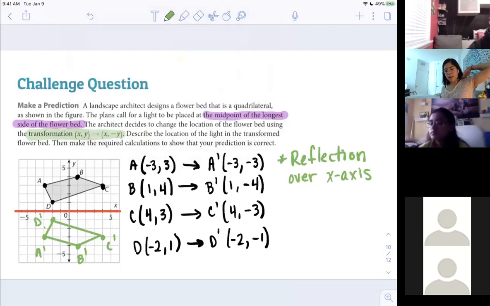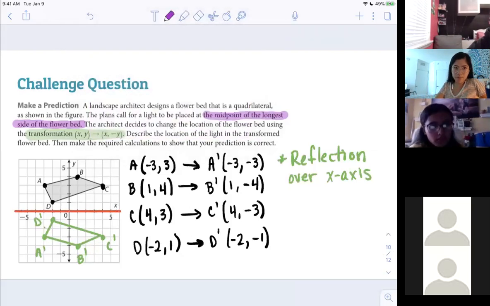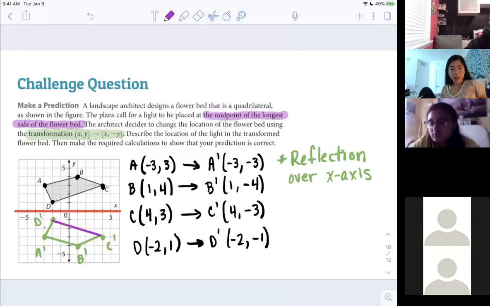All right, so we've done that. Now we have to figure out where the flower bed is. It tells us the flower bed is at the midpoint of the longest side. So which one is my longest side? In my new image, the image? Point C prime, D prime. You can say C prime, D prime. That's my longest segment, right?